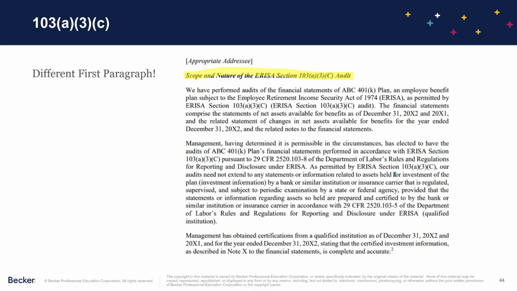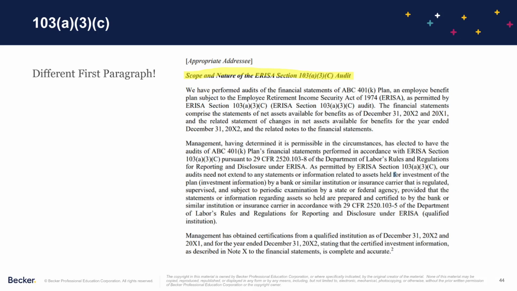However, the second paragraph is where we explain what it means to be a 103(a)(3)(C) report. It says management, having determined it is permissible in the circumstances, has elected to have the audit of ABC 401(k) plan's financial statements performed in accordance with ERISA section 103(a)(3)(C) pursuant to 29 CFR 2520.103-8 of the Department of Labor's Rules and Regulations for reporting and disclosure under ERISA.